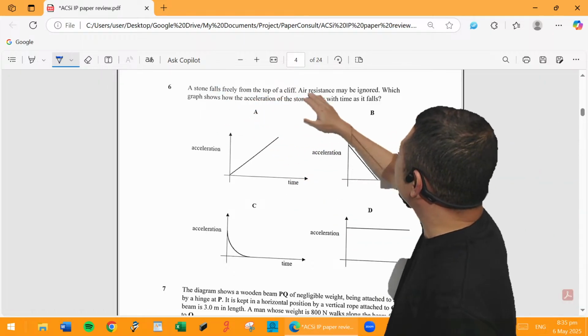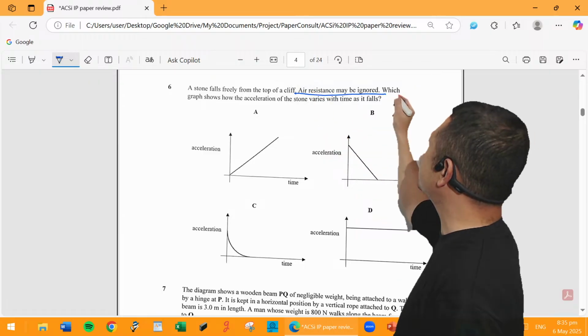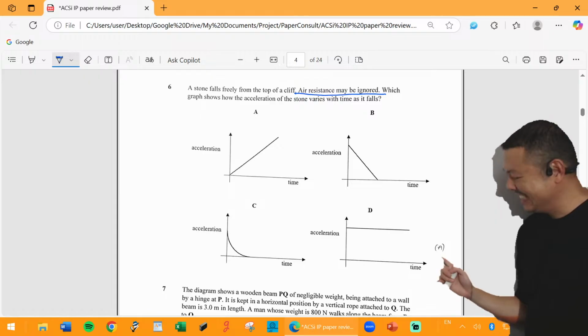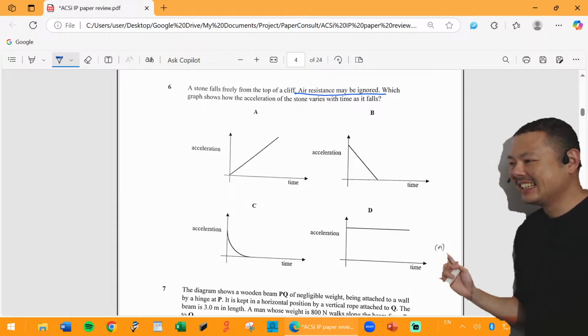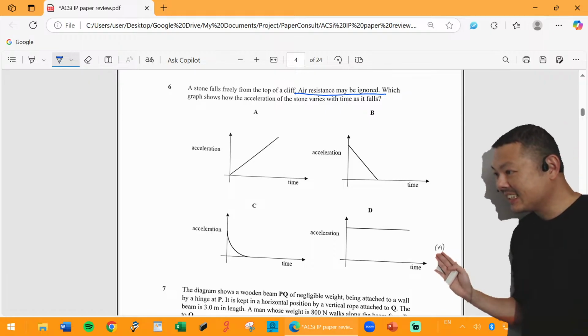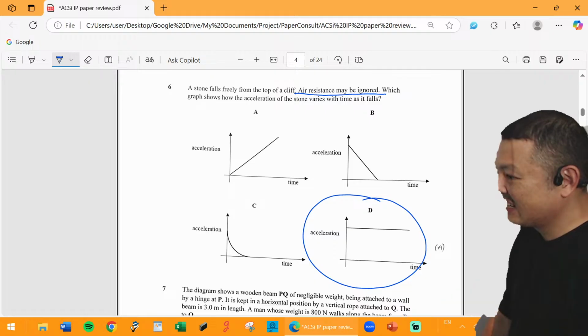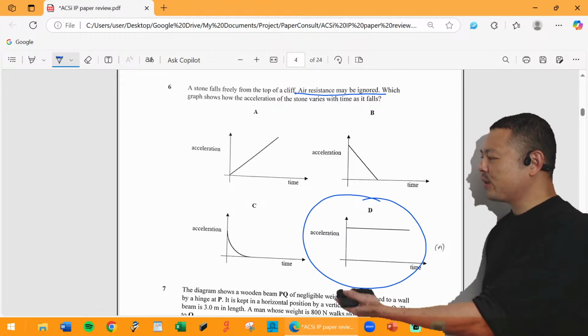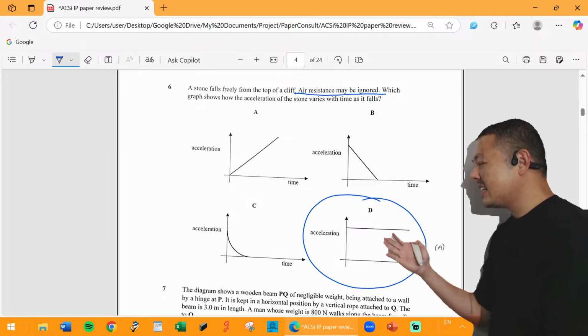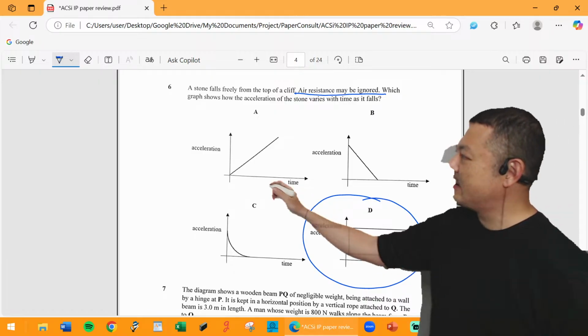A stone falls. Air resistance may be ignored. Yes, it's D. Hello, Mr. Benjamin Tan. You need a crash course on acceleration and kinematics. Your kinematics is still a bit not there. Constant acceleration, D is your answer. This one, right? Why would your acceleration increase?